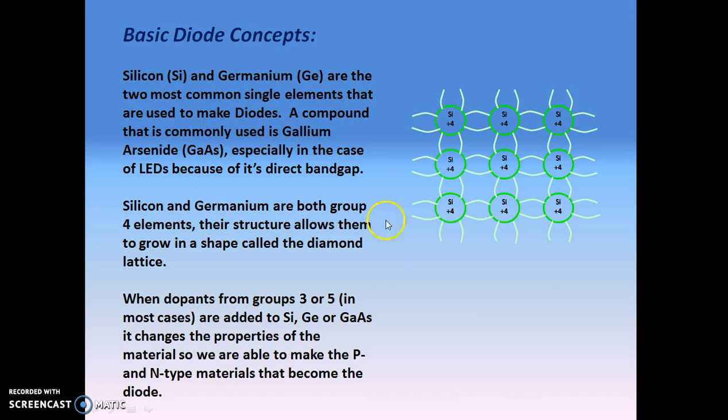Now, silicon and germanium are both group 4 elements, that is, they have 4 electrons in their outer shell. All the 4 electrons are used by the semiconductor atom in forming bonds with its neighboring atoms, leaving a low number of electrons for conduction. When a dopant from group 3 or 5 is added to silicon or germanium, it changes the properties of the material, so we are able to make the P and N type materials that become the diode.